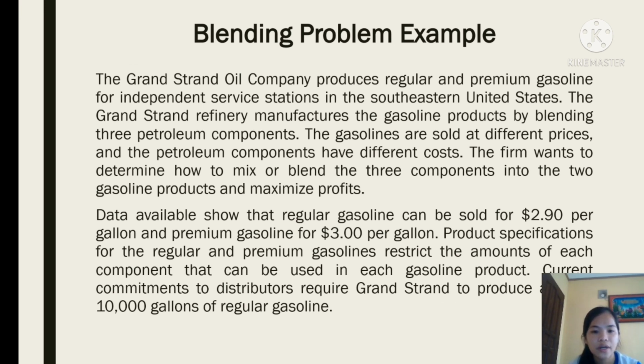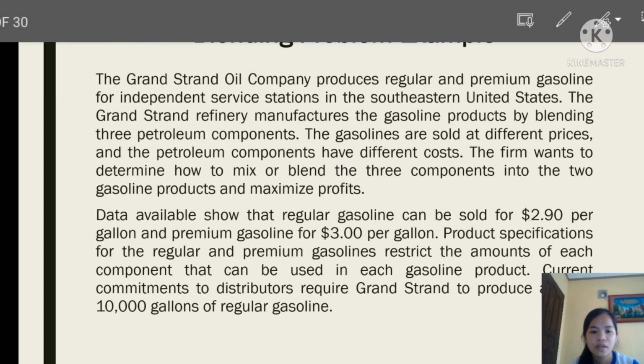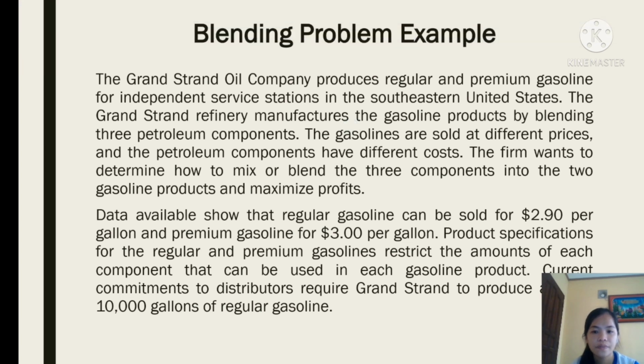Blending problem example. The Grand Strand Oil Company produces regular and premium gasoline for independent service stations in the southeastern United States. The Grand Strand refinery manufactures the gasoline products by blending three petroleum components. The gasolines are sold at different prices, and the petroleum components have different costs. The firm wants to determine how to mix or blend the three components into the two gasoline products and maximize profits. Data available show that regular gasoline can be sold for $2.90 per gallon and premium gasoline for $3 per gallon. Product specifications for the regular and premium gasolines restrict the amounts of each component that can be used in each gasoline product. Current commitments to distributors require Grand Strand to produce 10,000 gallons of regular gas.